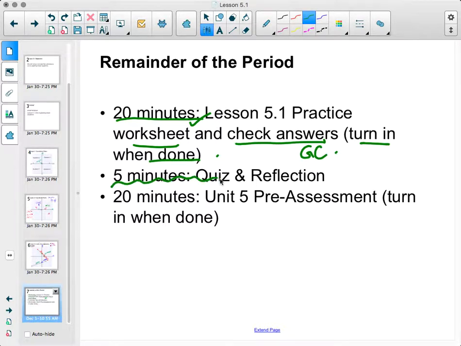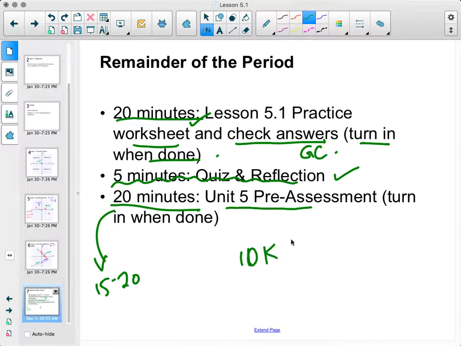And then once you've done that, take about 5 minutes or so to try the quiz and reflection. And then the last, whatever time is left over, it might be about 15 or 20 minutes, go ahead and do the Unit 5 pre-assessment. Okay, so just like last unit, if there's something that you're not sure about, you can just leave it blank. And that's absolutely fine. Again, I'm going to give this back to you at the very end of the unit, and hopefully you'll be able to see how much you've learned and how much you've grown over the unit. And you need to turn this one in when you're done as well.